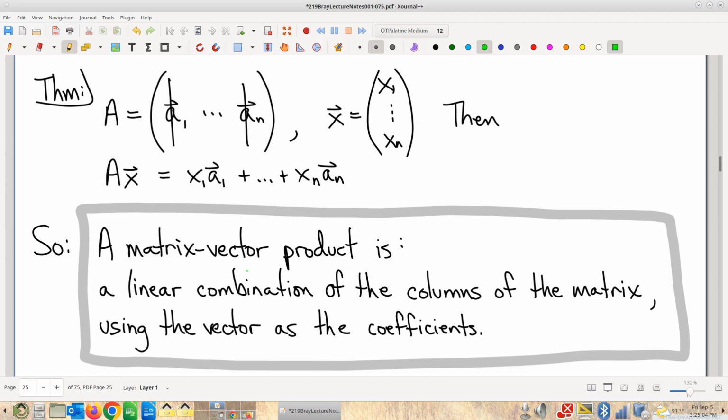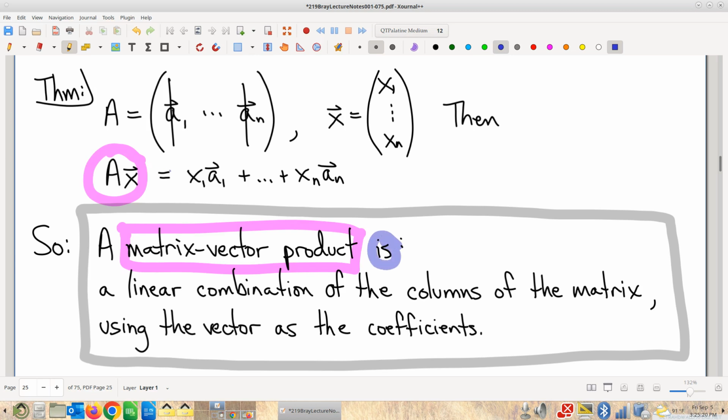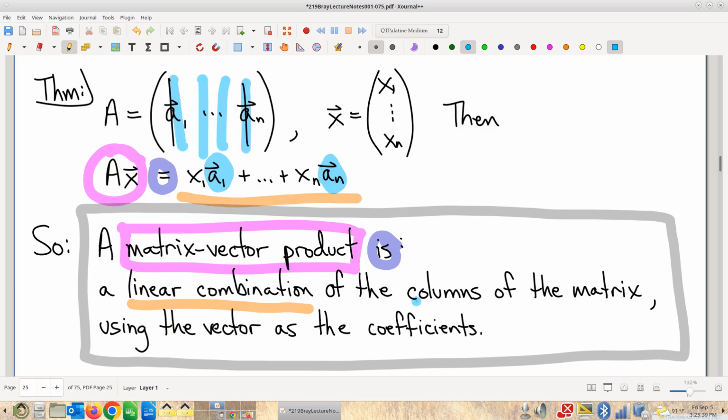So let's talk about what this one is saying. And I'm going to try to persuade you this is ultimately the better way to think about matrix vector products. What this is saying is that a matrix vector product is, and you can see right here, it is a linear combination. A linear combination of what? Well, it's a linear combination of the columns of the matrix. It's literally a linear combination of the columns of the matrix.